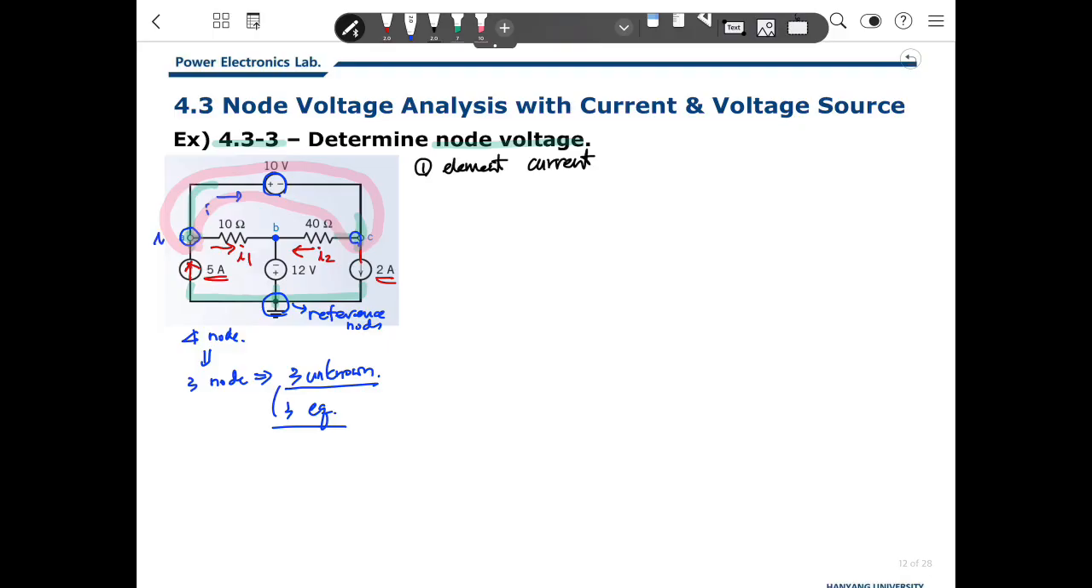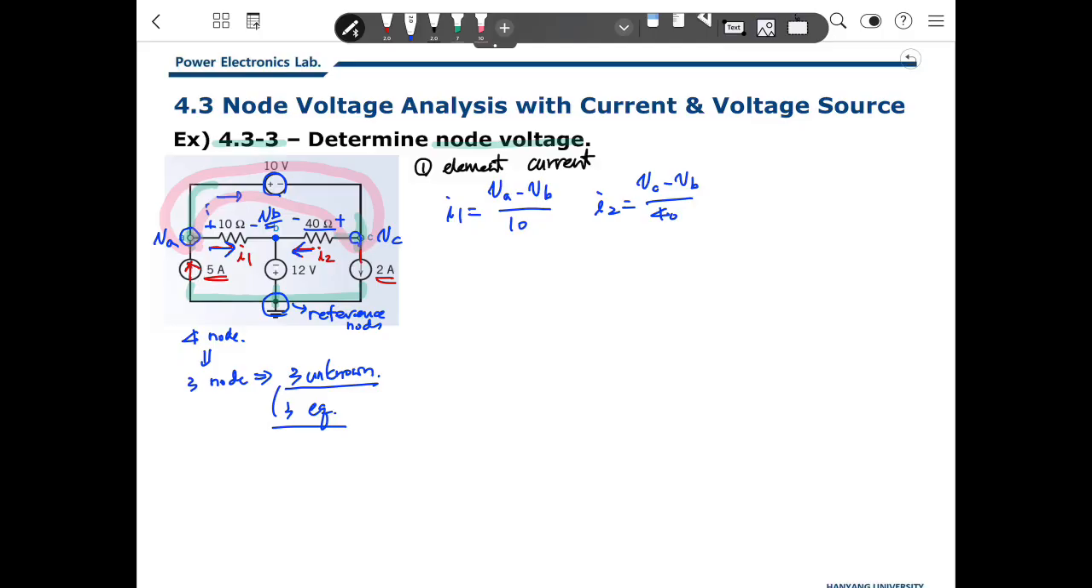So node voltage VA, then node voltage VB, and then node voltage VC. I1 will be, because the current direction is here, so I would like to put it here. So VA minus VB, and I2 will be 40, and because the direction is here, I like to choose the voltage in here. So VC minus VB. But what is VB?